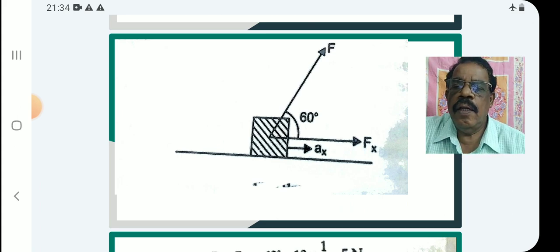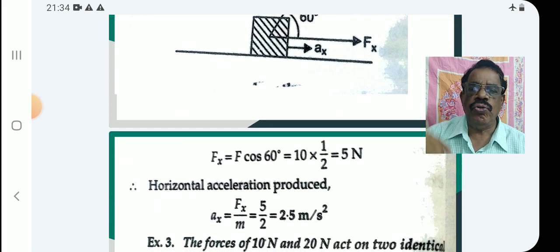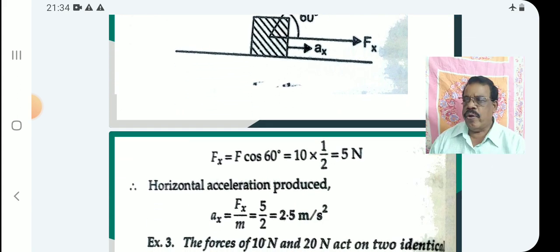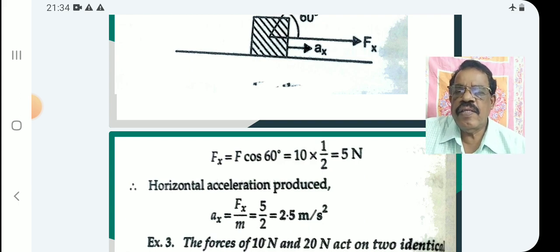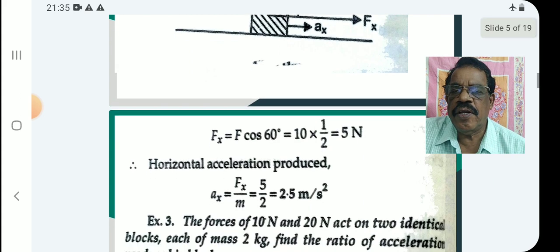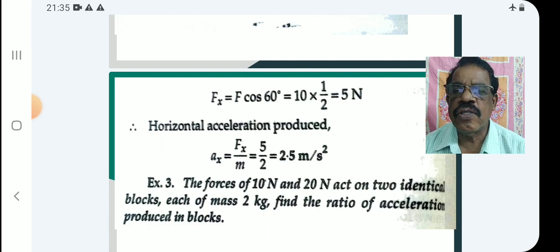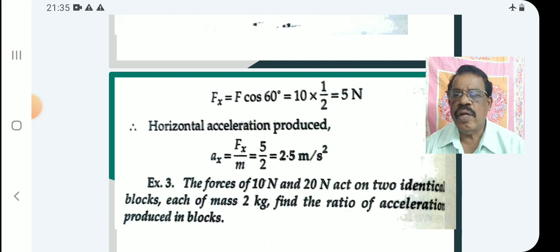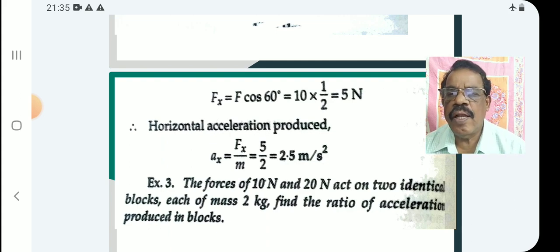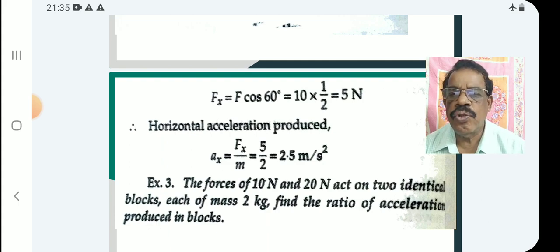Here we have to find Ax, the component acceleration in the horizontal direction or in the x direction. So look here, Fx is F cos theta. You know resolution of vector, force is a vector. Fx is F cos theta, F cos 60. Cos 60 is 1 by 2, so 10 into 1 by 2, 5 Newton. Therefore horizontal acceleration produced Ax is equal to Fx by m, that is 5 by 2, 2.5 meter per second square.